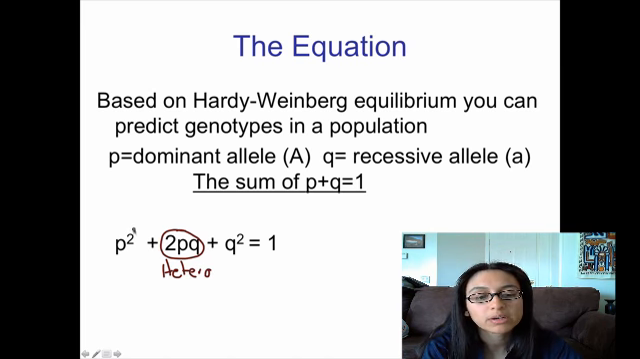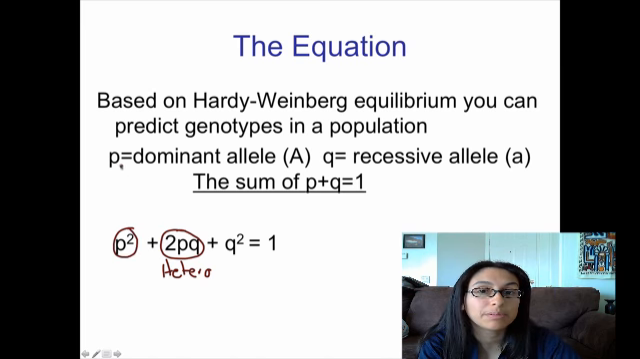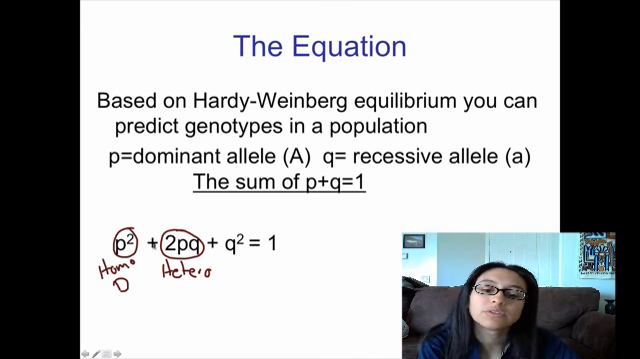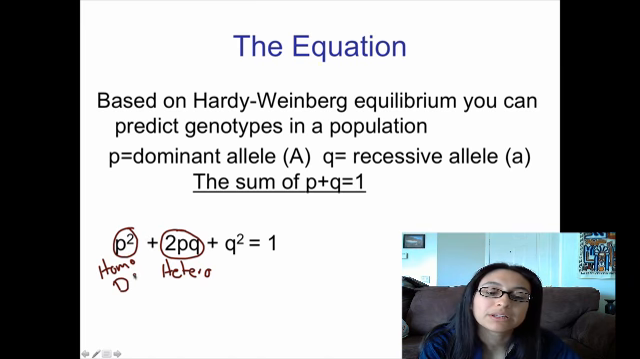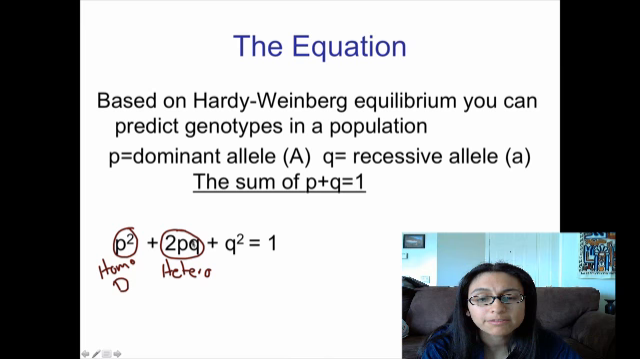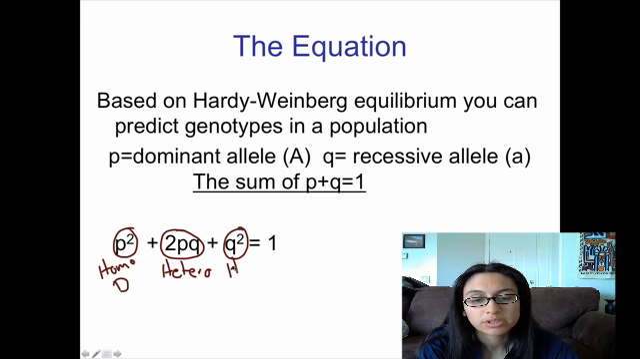p squared, well, we learned p up here is for the dominant. So p squared is going to be for what? Think about that for a moment. Homozygous dominant, right? So if you plug in a number here, you'll get what percentage of the population is homozygous dominant. Finally, the last one over here is q squared. If you plug in there, you would get what percent of the population is homozygous recessive.